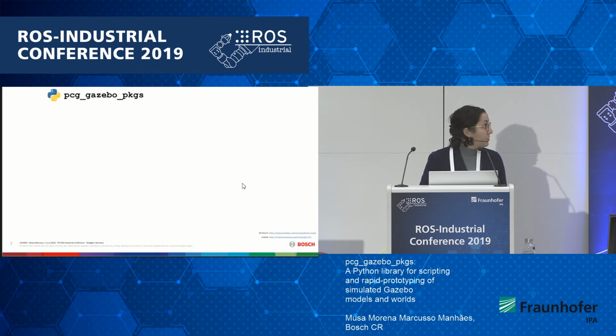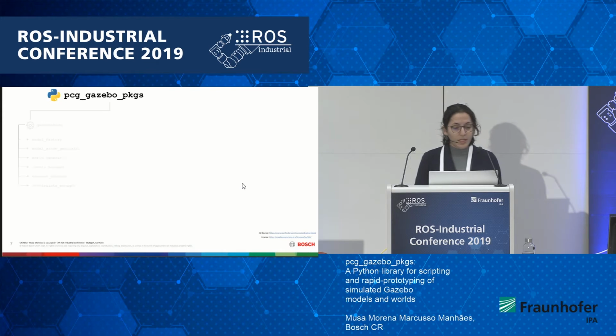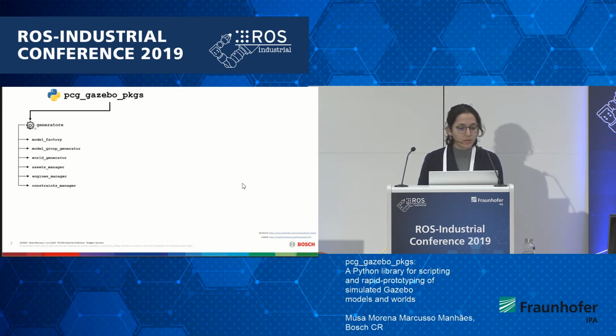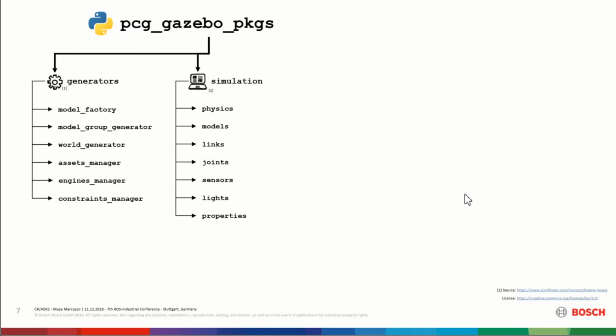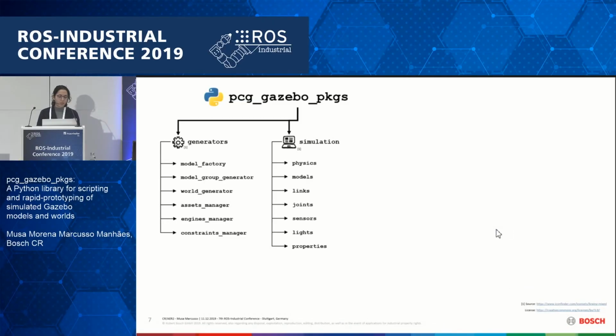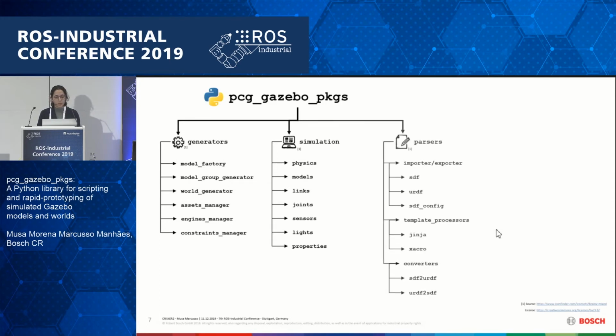So the package is called PCG Gazebo, and it's mainly made of the generators, which are model factories and model group generators, which use engines to compute the placement of objects in the world, for example, or compute the dimensions of a model that you are going to dynamically generate. Then simulation, the abstractions I was talking about: the links, joints, sensors, everything that Gazebo can simulate has to be modeled in here as well.